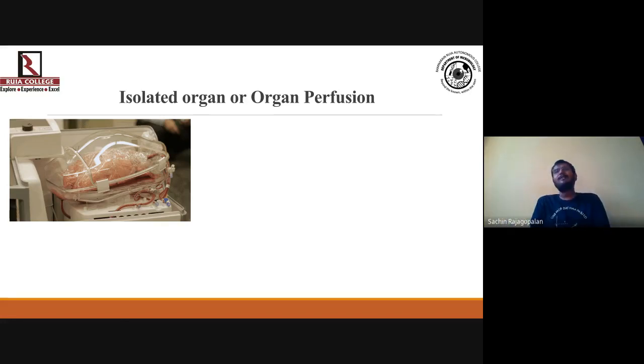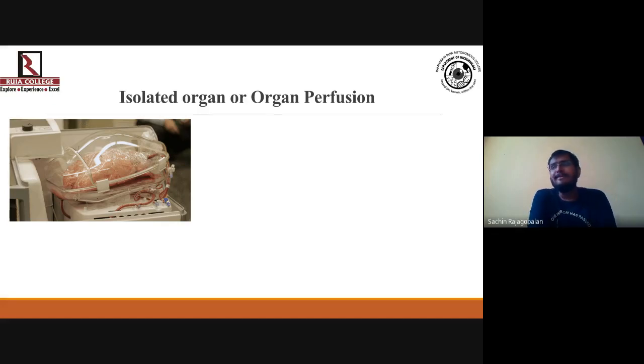But yes, even though we say that this has advantages, every method has its own challenges. It has its own disadvantages. However much perfusion you do, it's not going to be a perfect match of circulation. It's not going to exactly mimic the process of circulation. So that is one of the major disadvantages that you will see when you talk about perfusion.